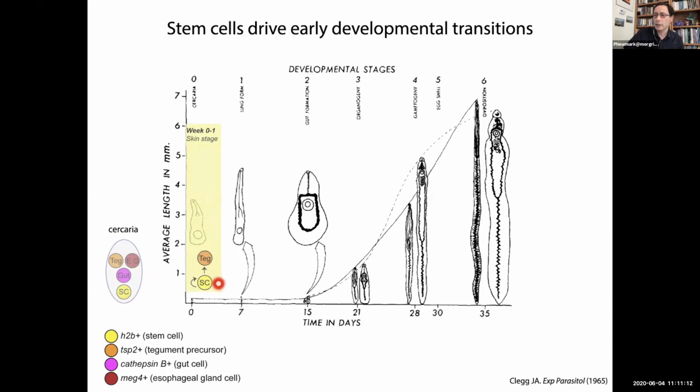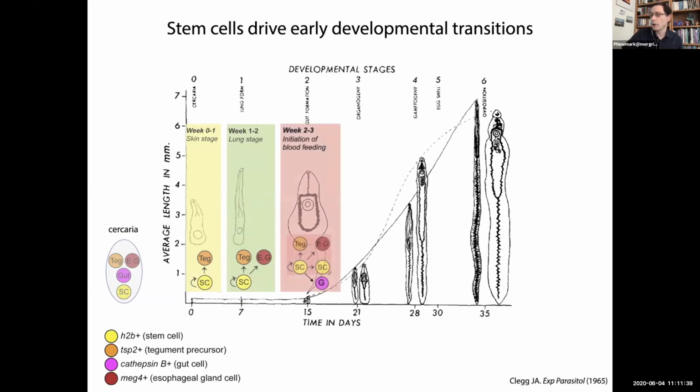And in fact, the number of stem cells is not increasing during these very early stages. So the stem cells seem to be dividing asymmetrically, giving rise to tegumental precursors, and then making an additional stem cell at each division. If we now harvest parasites from the lung stage, we can see that we can still chase cells into the tegument, but now we can chase cells into the esophageal gland. And again, the number of stem cells is still constant a week after infection.